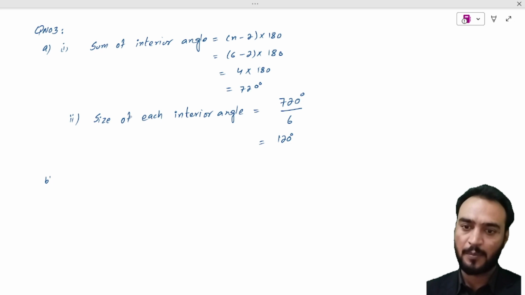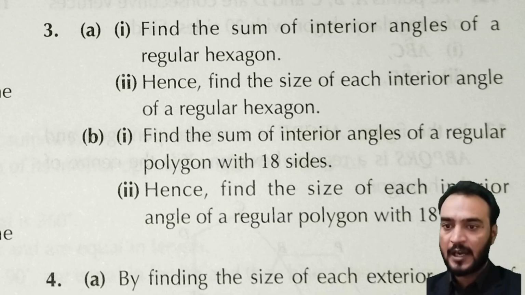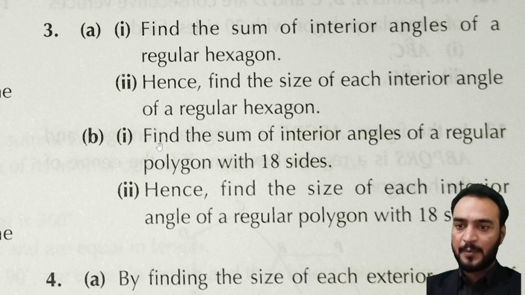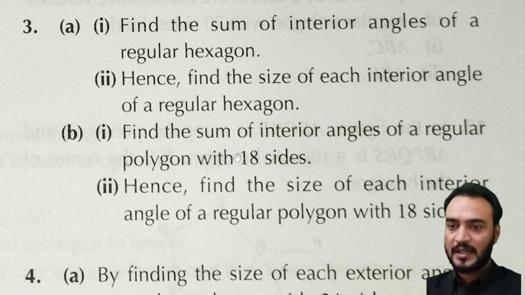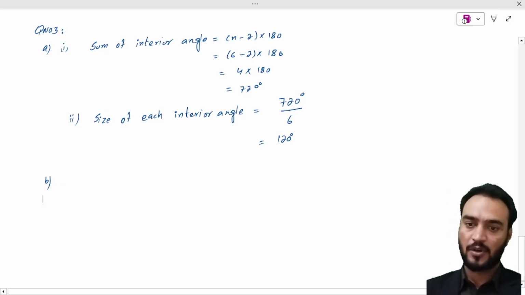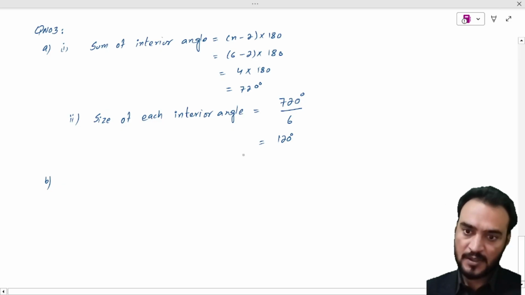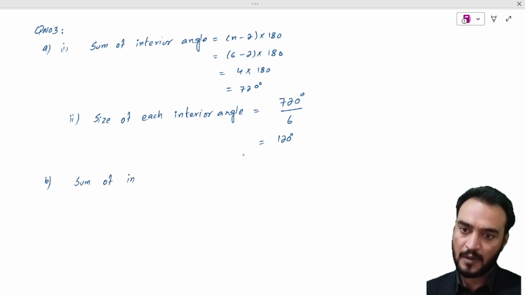Now we will solve part B of question number 3, and part 1 is: find the sum of interior angles of a regular polygon with 18 sides. This is the polygon with 18 sides. We have to find the sum of interior angles. So the sum of interior angles uses the same formula: n minus 2 times 180 degrees.